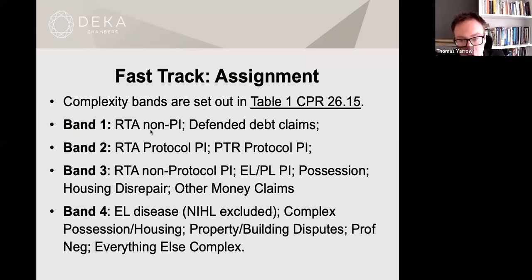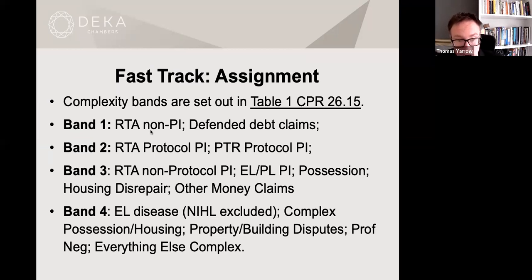Package travel protocol personal injury claims are also in Band 2. Those are your gastric illness cases. Very familiar to many cross-border practitioners. That was the new protocol that was introduced a few years ago to cover only gastric illness. So it doesn't cover slips, trips, etc., other PTR PI claims, I should say.